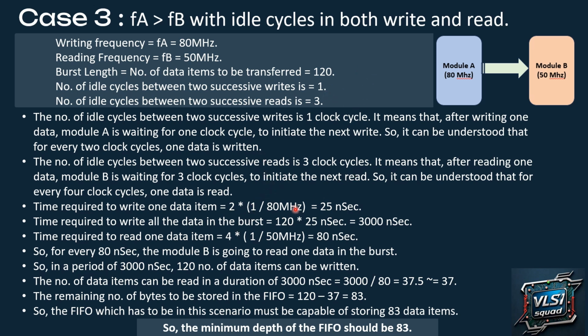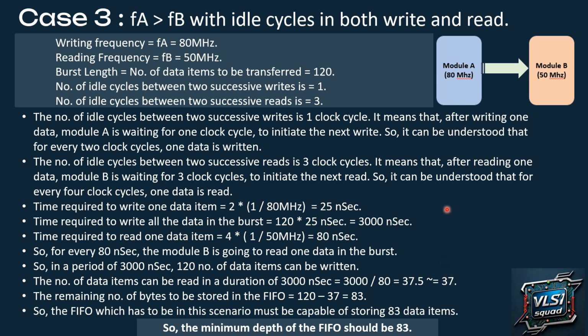So it is 2 times the earlier time, that is 25 nanoseconds, and reading will take 4 times the earlier time. So it is 4 times the earlier time for reading one data item. In the time when the writer writes all the data, how much can the reader read? If we calculate that, we'll get 3000 by 80, that is around 37 data items read by the reader in the time the writer writes all the 120 data items.